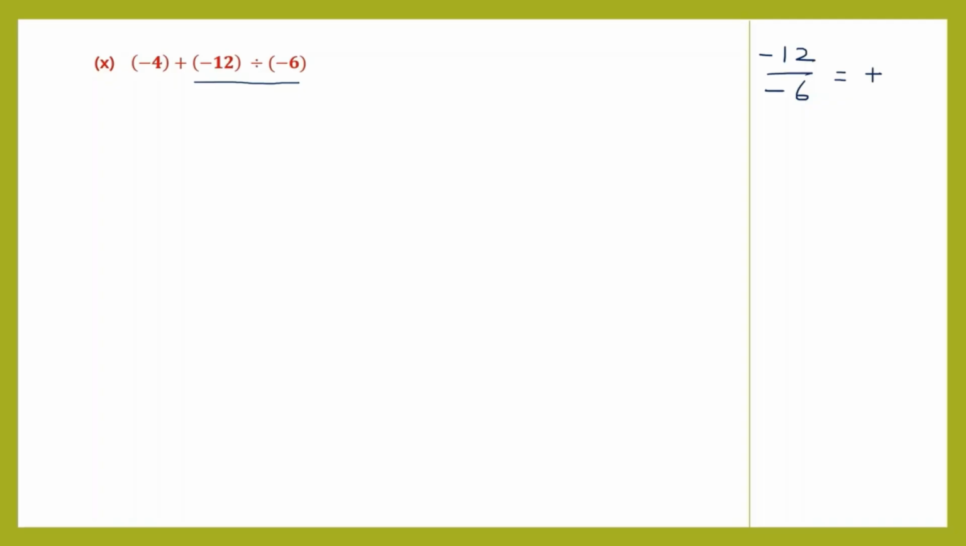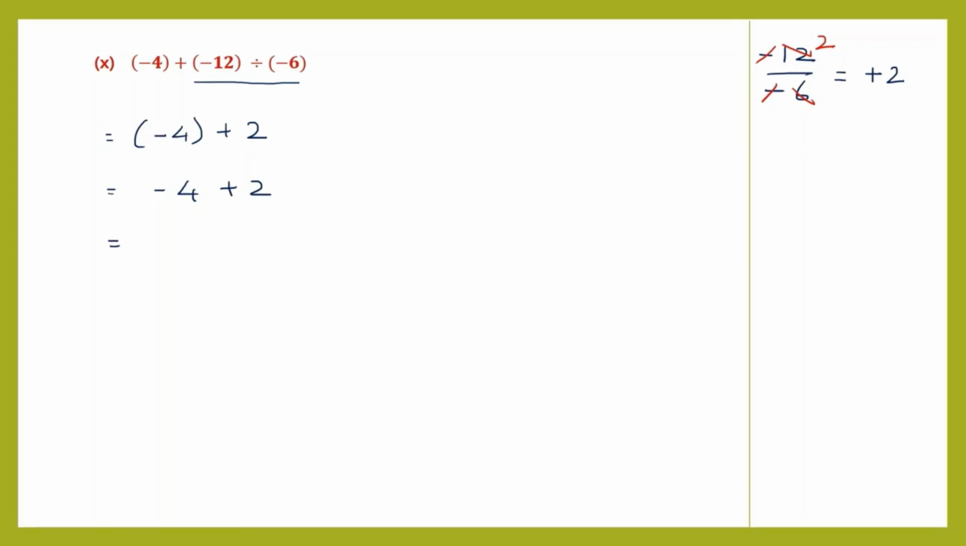The 2 minus signs, you can cancel it off. So now we have only the plus sign. Now divide 12 by 6. 6 2's are 12. So here we have plus 2. So we can write that here. So minus 4 will remain as it is. So minus 4 plus 2. So this is simply minus 4 plus 2.